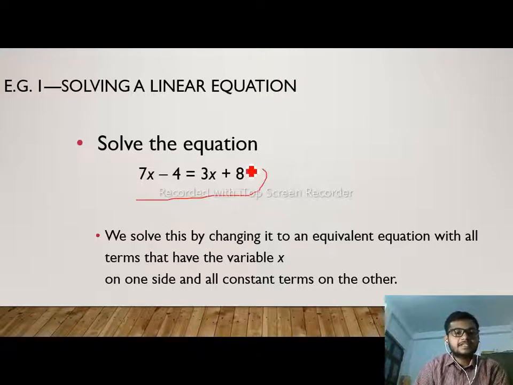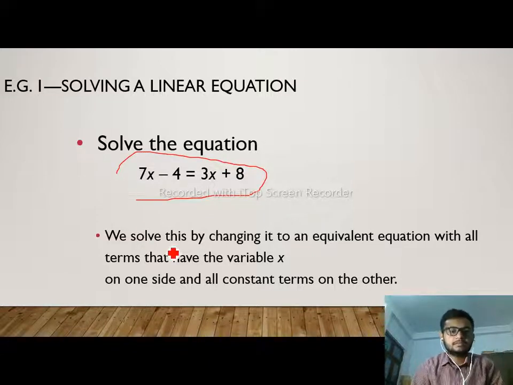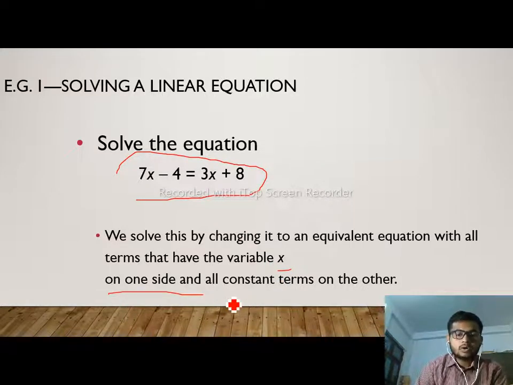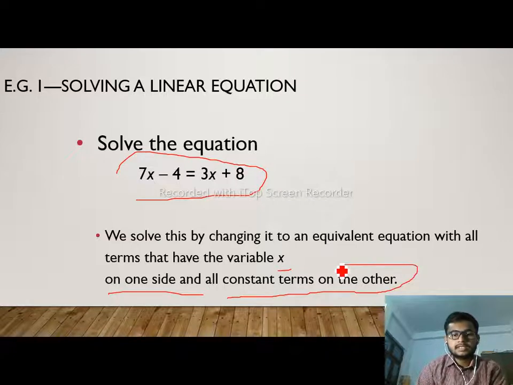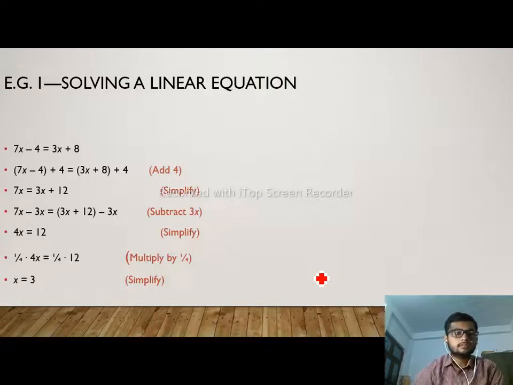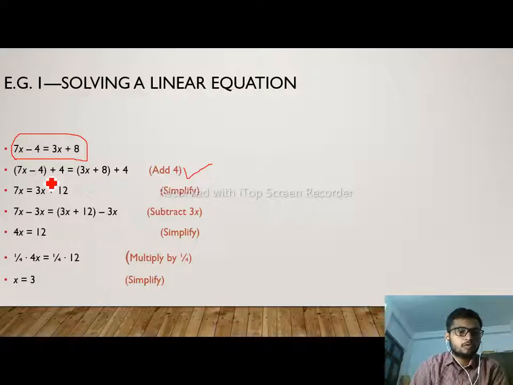So let's take an example. 7x minus 4 is equal to 3x plus 8. Let's solve this. We solve this by changing to an equivalent equation with all terms that have the variable x on one side and all constant terms on the other side. Using the first property of an equation, we add 4 to both sides.